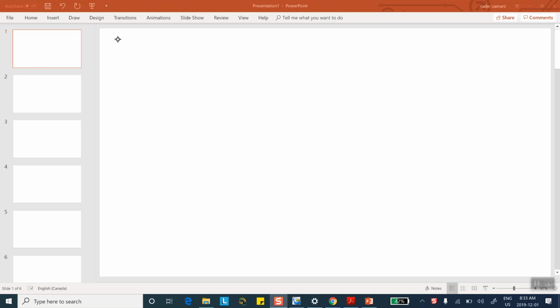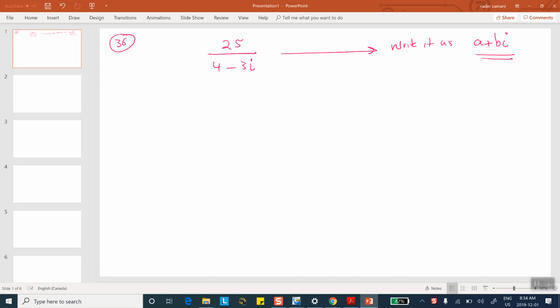Okay, let's do number 36. So you have 25 divided by 4 minus 3i, and our job is to write it as a plus bi. Now, when you have a denominator, because eventually we don't want any i in the denominator, what we talked about in class is that you rationalize this thing.